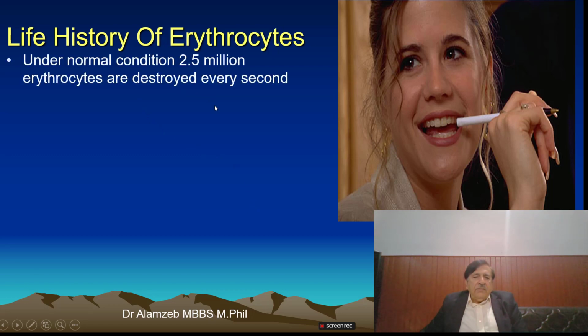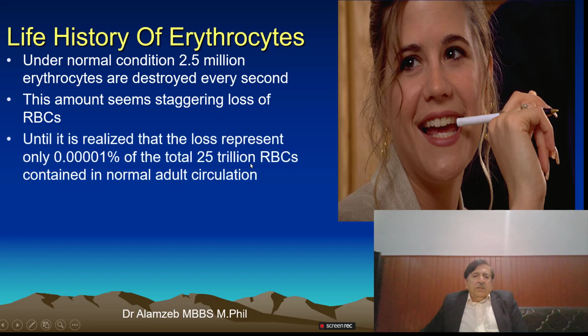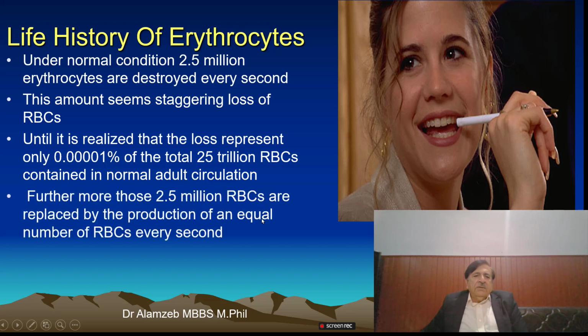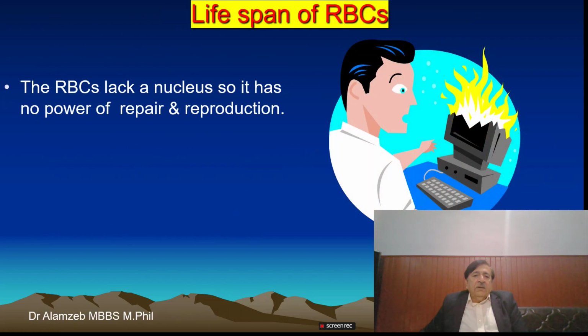Life history of erythrocytes. Under normal condition, 2.5 million erythrocytes are destroyed every second. This amount seems a staggering loss of RBCs until it is realized that the loss represents only 0.0001% of the total 25 trillion RBC contained in normal adult circulation. Furthermore, those 2.5 million RBC are replaced by the production of an equal number of RBC every second.